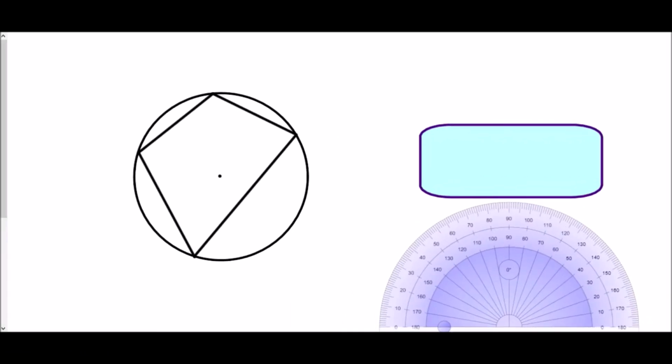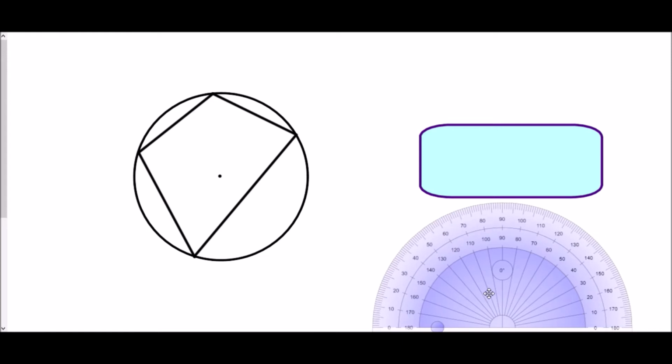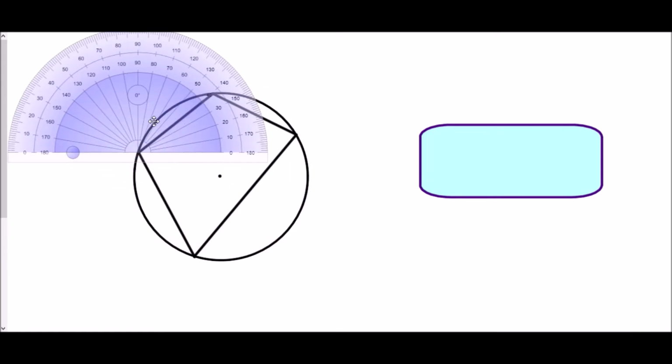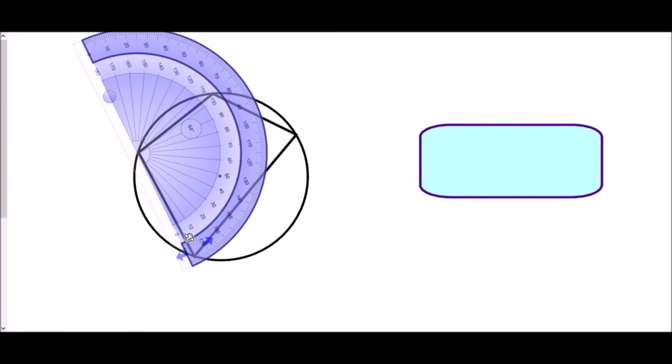In our next diagram, we have a quadrilateral drawn inside of a circle, so all four corners of that shape are on the circumference of the circle. Now this has a special name. It is known as a cyclic quadrilateral because the four points, the four vertices of that shape are on the circumference of a circle. Now what is the rule to do with these? Well, again, all I'm going to do is take my protractor and measure each of the angles in that shape.